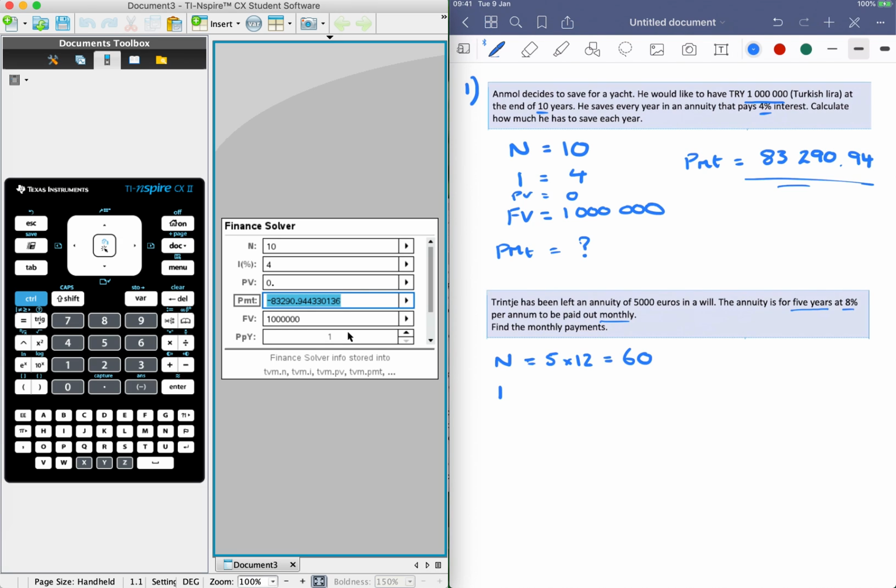The interest, 8% per annum. Now remember, what we're doing is we're working in monthly. So I'm going to have to adjust that as well. So if it's 8 per year, if we want to change it to per month, we need to do 8 divided by 12, which is equal to 2/3.